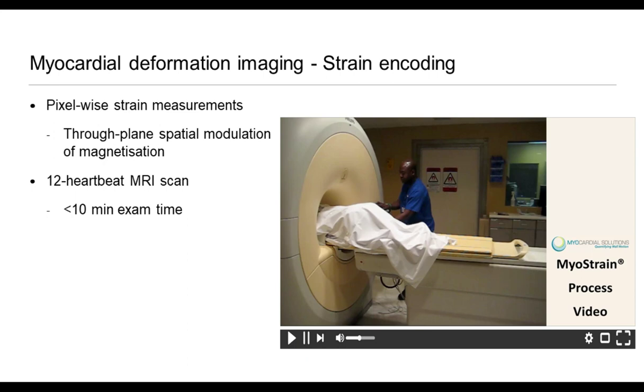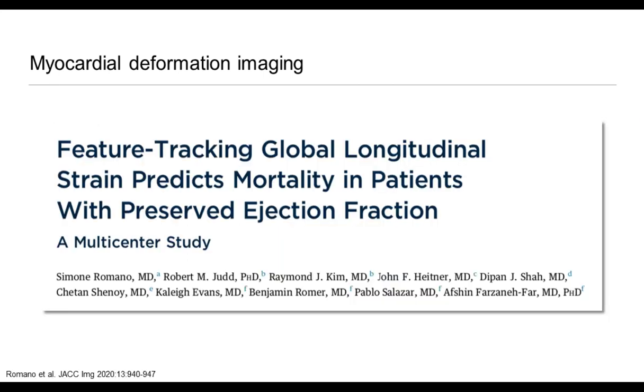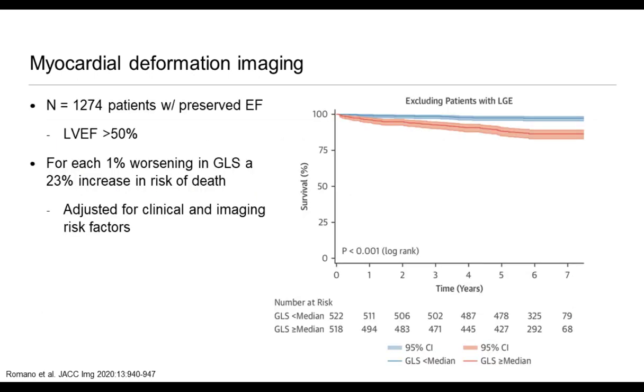This paper was very recently published in JACC Imaging. And what it shows is evidence of the value of feature tracking measured global longitudinal strain for predicting outcome in patients with preserved ejection fraction. Normally we would use the ejection fraction as the primary measure to quantify the myocardial function. But in this study, the investigators showed that if you have a normal ejection fraction, but an abnormal strain, this technique is capable of adding prognostic information. So I expect this to come into clinical practice very soon.